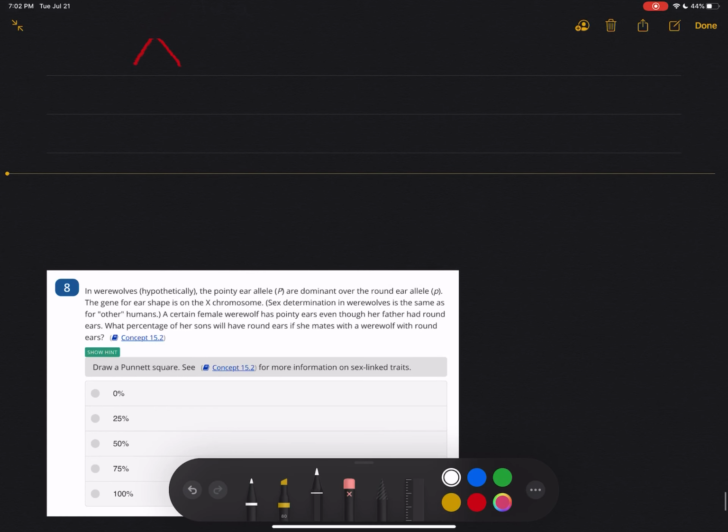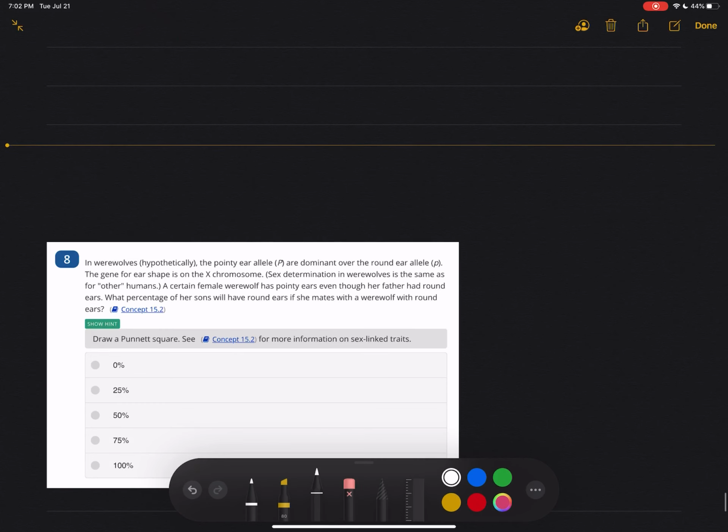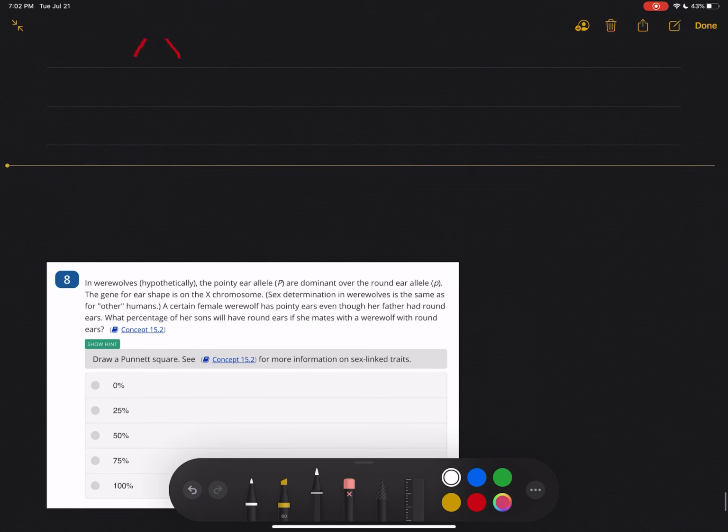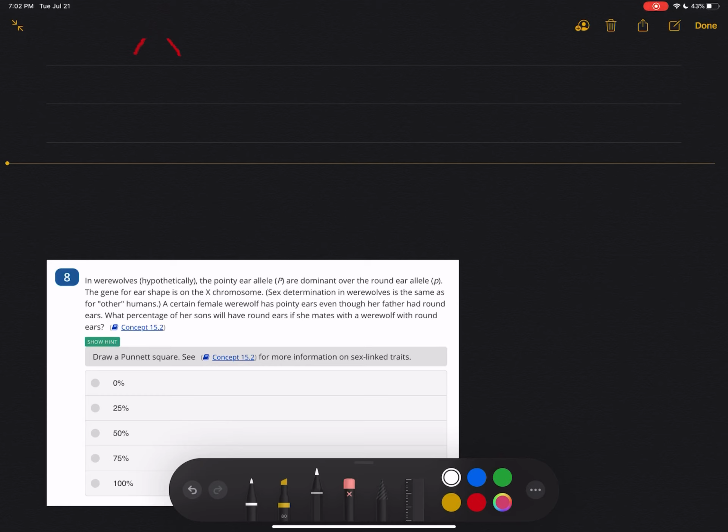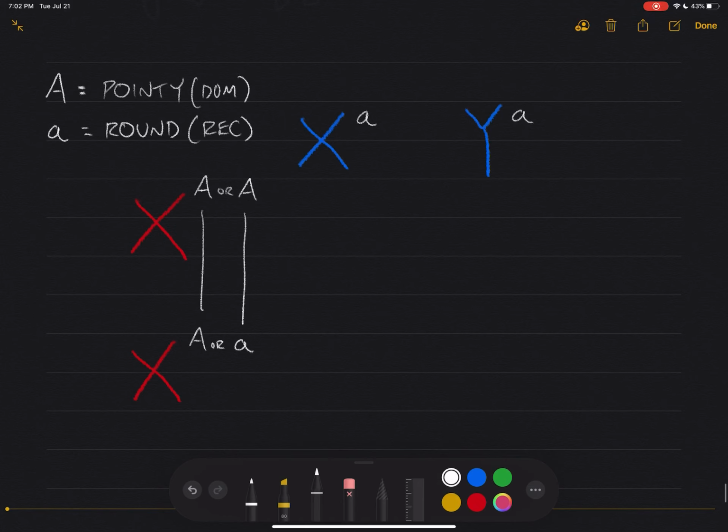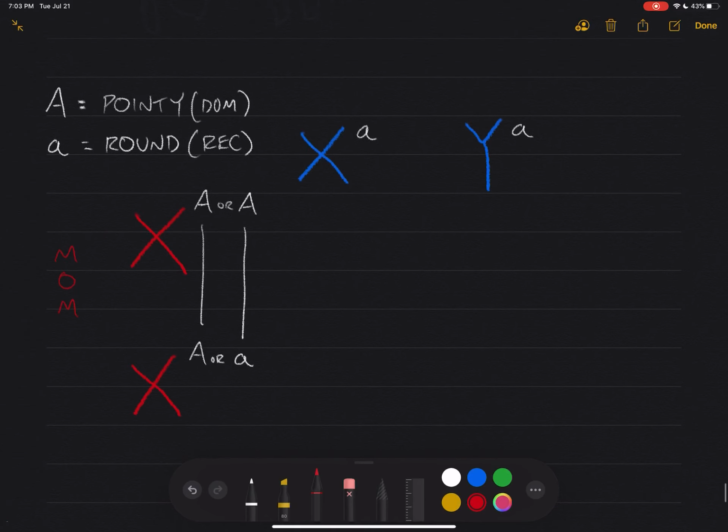So the problem continues, and sex determination in werewolves is the same as for other humans, all right? A certain female werewolf has pointy ears even though her father had round ears. What percentage of her sons will have round ears if she mates with a werewolf with round ears? Okay, so let's start with the female. A certain female werewolf has pointy ears. So what does that mean? Pointy ears is our dominant allele. This is mom, and this is who we're talking about here.